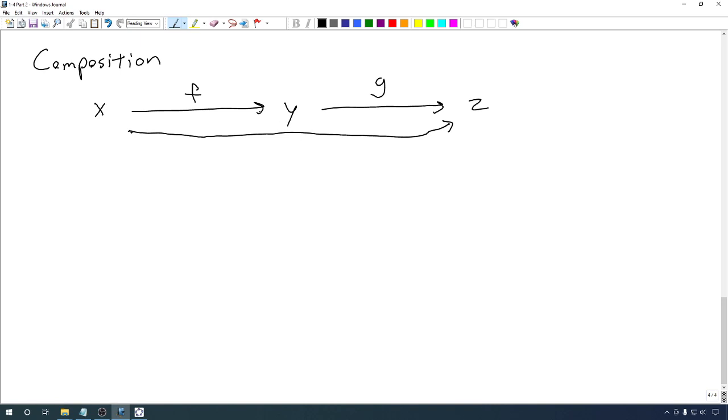So maybe we have some big machine, and inside there are two smaller machines, where it takes in the input, and in the middle where we don't actually see it, it gives us y, and then eventually gives us a z that comes out of the whole big machine. We write this as f circle g.